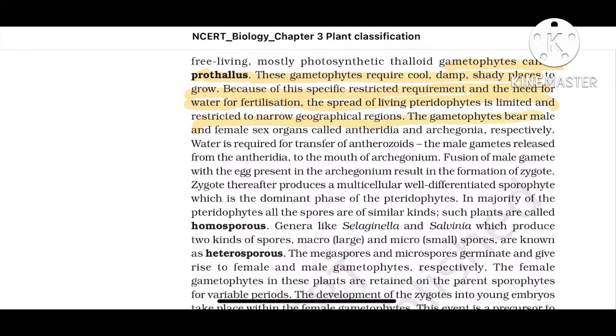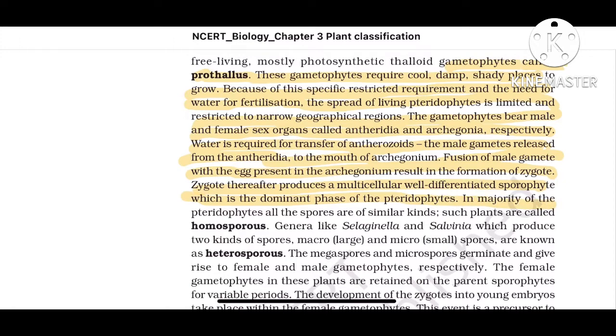The gametophytes bear male and female sex organs called antheridia and archegonia respectively. Water is required for transfer of antherozoids, the male gametes released from the antheridia, to the mouth of archegonia. Fusion of the male gamete with the egg present in the archegonium results in the formation of a zygote. The zygote thereafter produces a multicellular, well-differentiated sporophyte, which is the dominant phase of the pteridophytes.